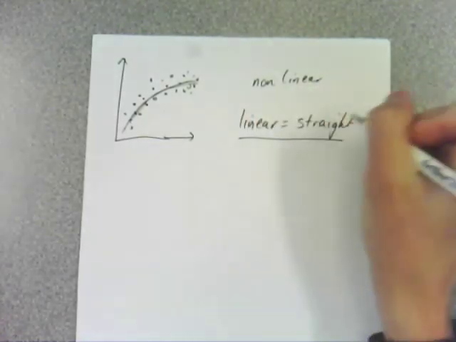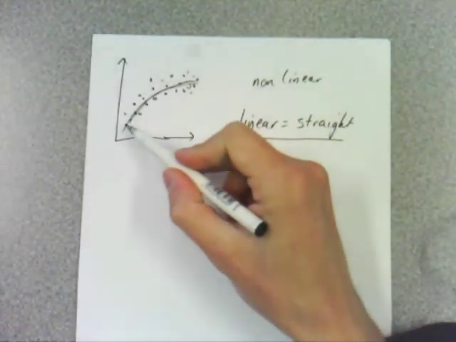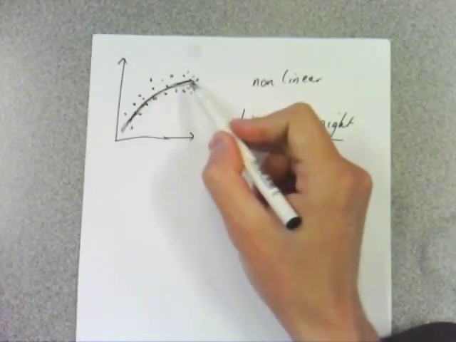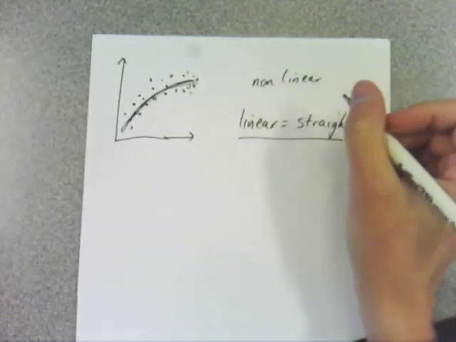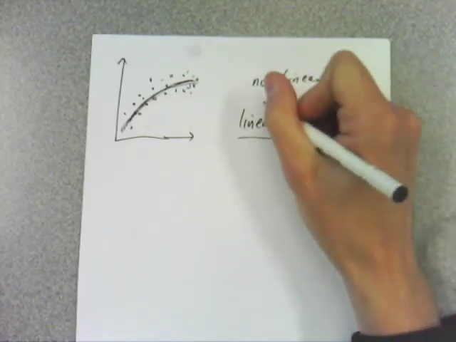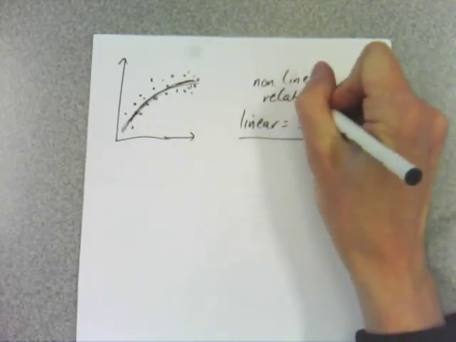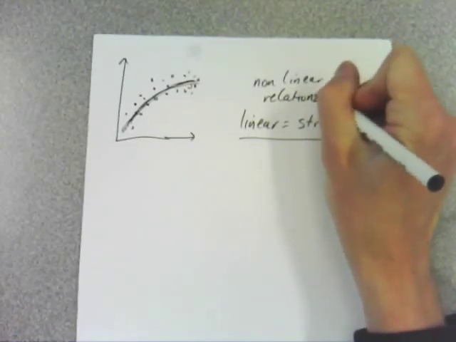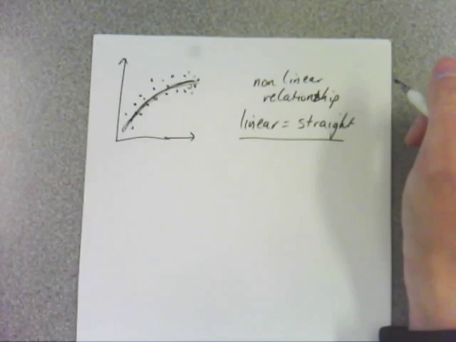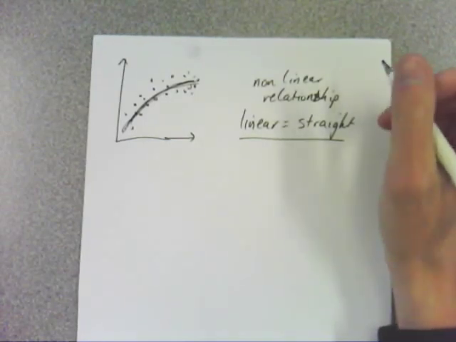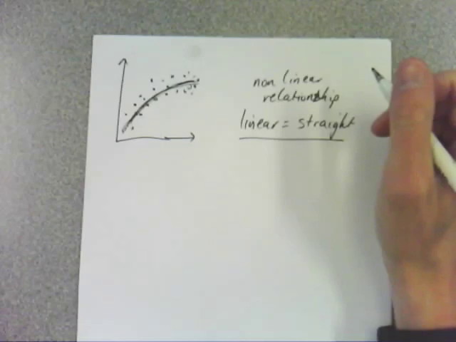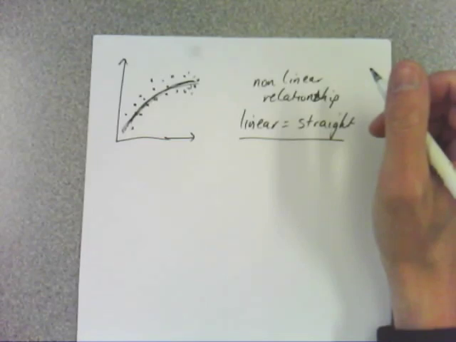So this isn't straight, is it? So it's non-linear, but is there a relationship? Yeah. So there is a relationship. Now, can you say it's a strong relationship? Can you say strong, moderate, weak? My question is, can you put it on there? Yes. No. Why not?